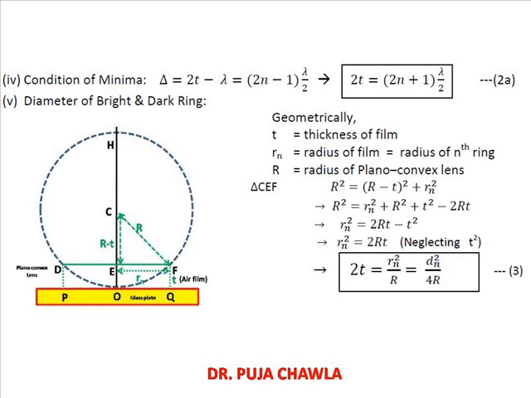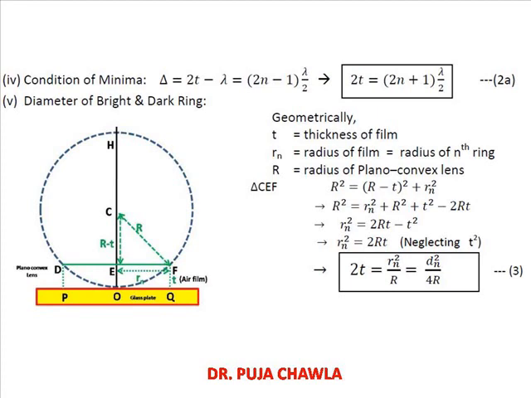Now we have determined the condition of maxima, condition of minima in terms of 2t. Follow the same procedure as we have done in case of reflected system of light. My motive is to find out the diameter of the bright ring, diameter of the dark ring. For finding out the diameter, what I have done there, I have determined the expression of 2t in terms of diameter. Again, the same strategy is adopted. I have determined 2t in terms of diameter dn.